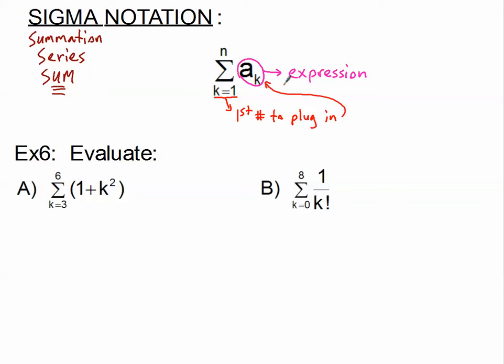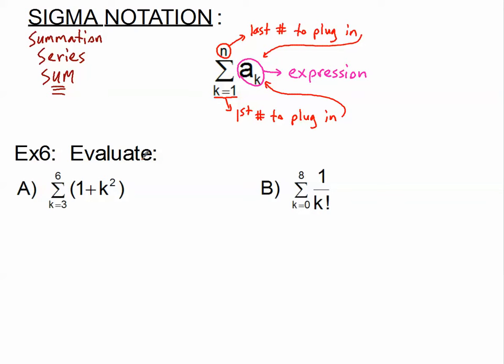And we're going to plug it right into the expression. So we plug in a 1 to find the first term, and then a 2, and then a 3, and then a 4, and then a 5, and then a 6. And this upper number, this is the last number to plug in. And again, we'll plug it right into this expression. So we plug in every number from the first number down here to the last number up here into this expression, and we get all of those terms, and we add them up, and we have our sum. So it's pretty easy to decipher this sigma notation.